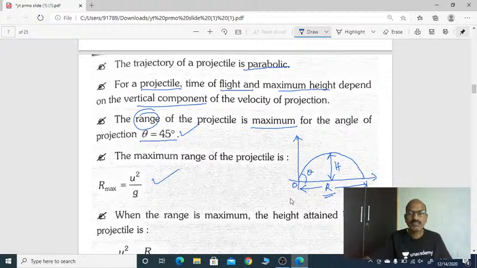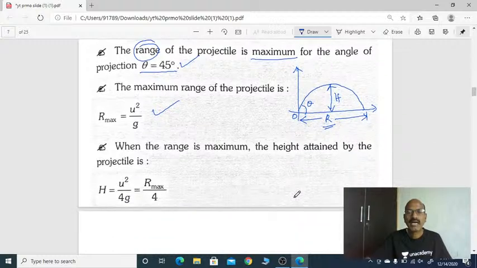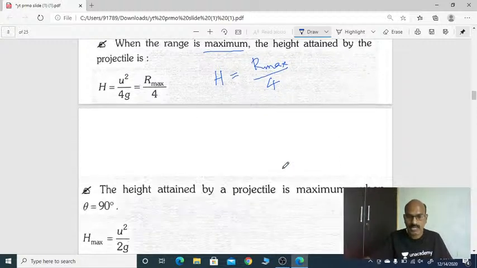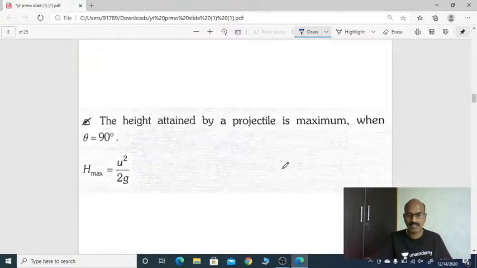When the range is maximum, what is the height attained by the projectile? It will be u square by 4g. Keep this relation in mind always. Maximum height equals R maximum by 4, one fourth of the maximum range. So you need to recollect this point.